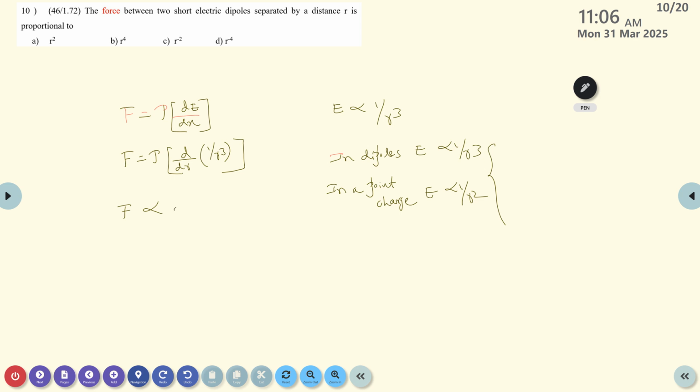That means it is d by dr of what? R to the power minus 3. F is directly proportional to minus 3 into r to the power of what? Minus 4. So F is directly proportional to what? R to the power minus 4. This is the right choice.